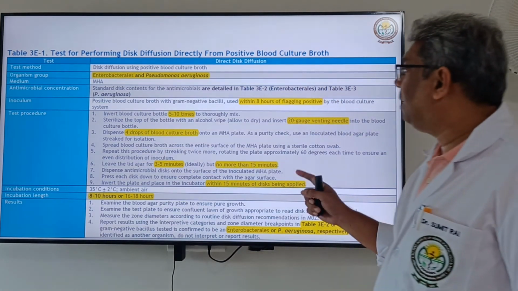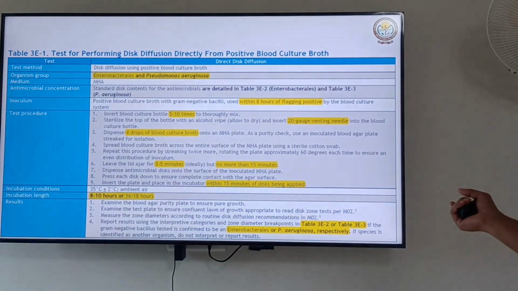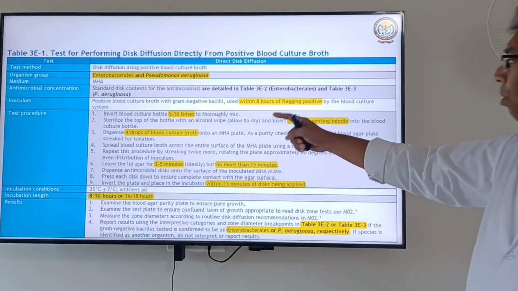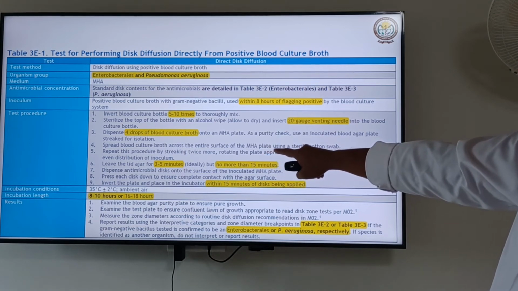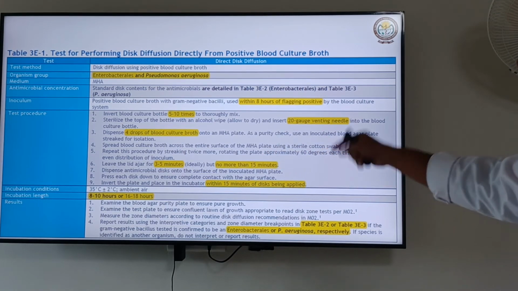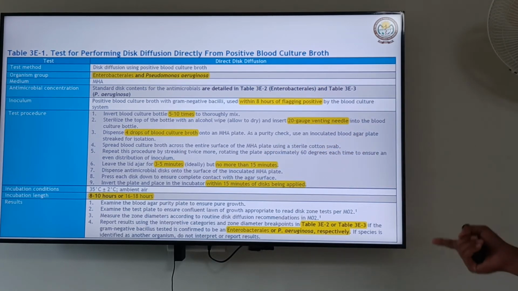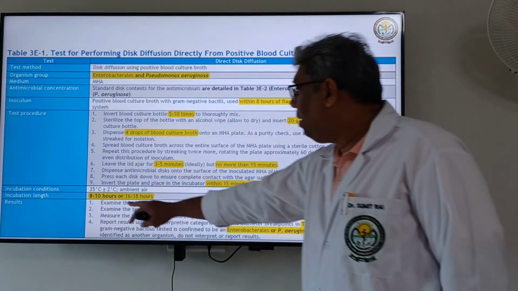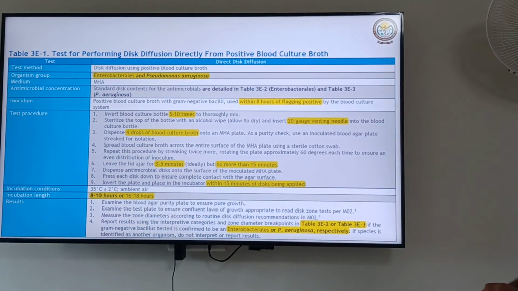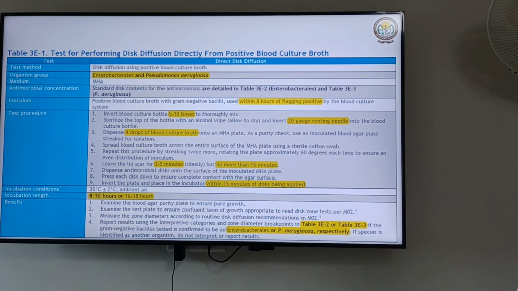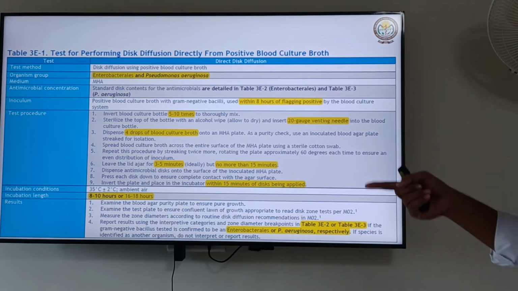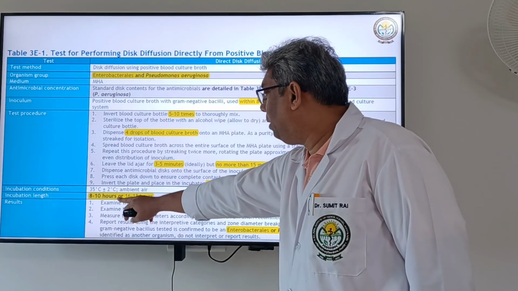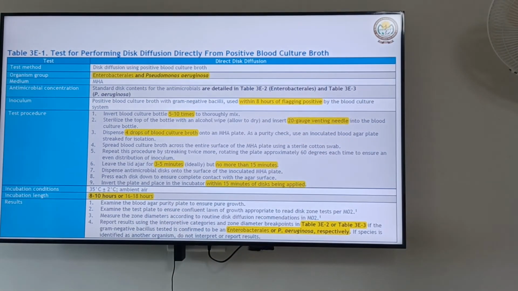They have got a specific test procedure. Invert the bottle 5 to 10 times. A 20 gauge needle is to be used. 4 drops of the broth to be used. The lid of the jar is to be kept open for 3 to 5 minutes, but not more than 15 minutes. Within 15 minutes, you put the discs and put for incubation, and read at 8 to 10 hours or at 16 to 18 hours. So that's the difference that they have. Instead of using 4 hours, 6 hours, 8 hours, they are just using 8 to 10 hours and 16 to 18 hours.